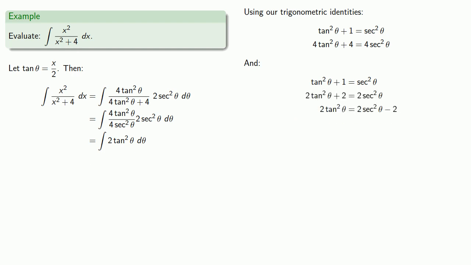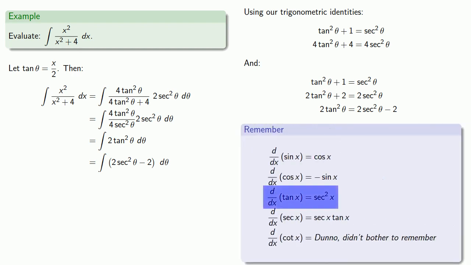And that gives us a new integral. And what makes this useful is that secant squared is the derivative of a known function, so we can find the antiderivative.